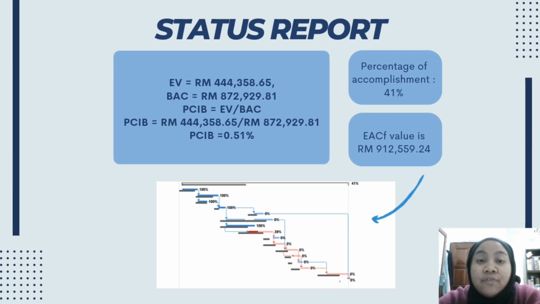For the percentage of accomplishment that we got from the schedule table, as of 8th of July it is around 41%, while the forecasted estimated cost at completion is RM 912,559.24. Below is inserted the tracking Gantt chart that was requested to see the progress.